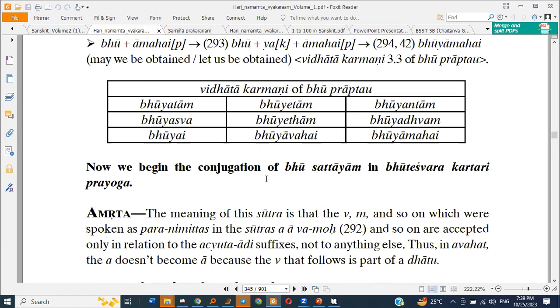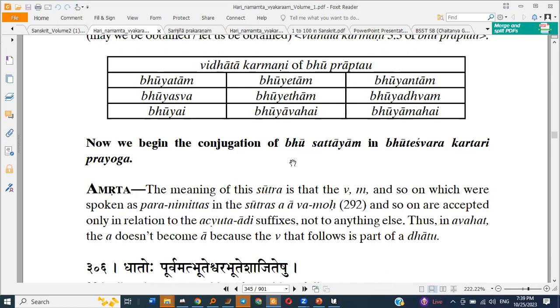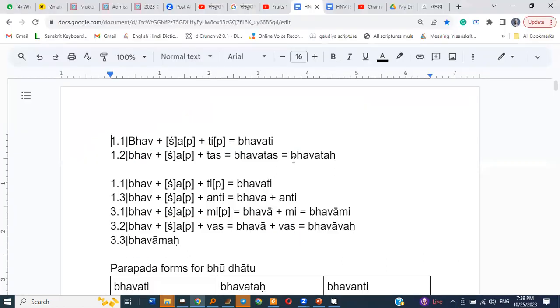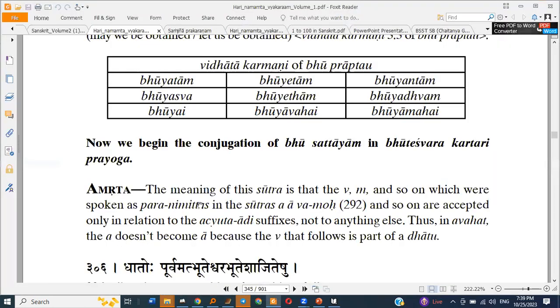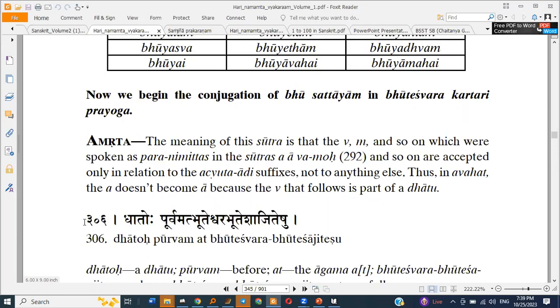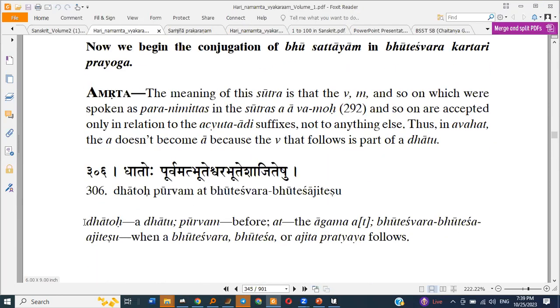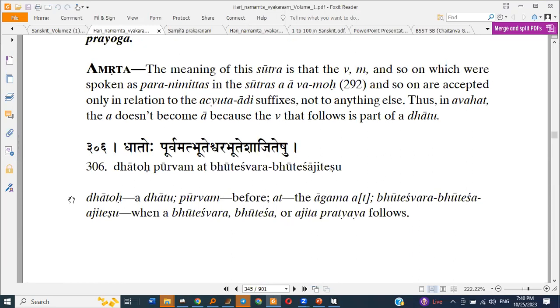Then the Bhuteshwara Pratyayas. Now Bhuteshwara, the fourth kind. So the Bhu Dhatu and the Bhuteshwara Pratyaya. Parapada. First Pratyaya is Dip. Now, Dhatoh Purvamat Bhuteshwara Bhuteshaji Teshu.